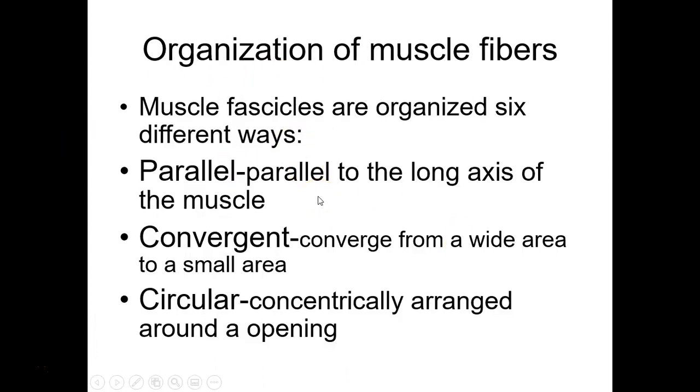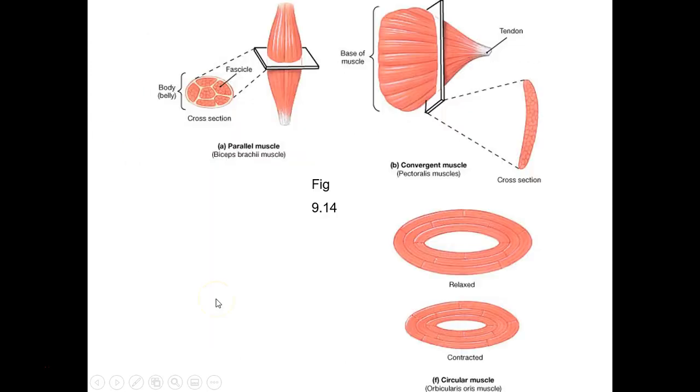How are muscle fibers, or perhaps you should say fascicles, organized? And it's six different ways. Actually, I think they kind of added a seventh. So parallel, convergent, circular. So here's parallel. See the way all the fascicles are running in the same direction? So they're calling this biceps brachii. Okay.